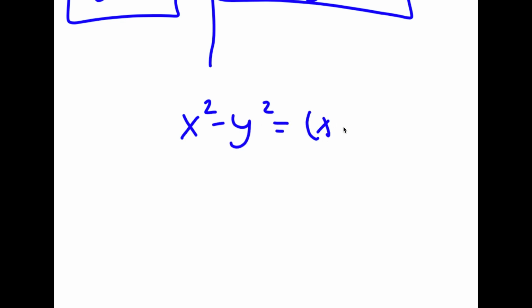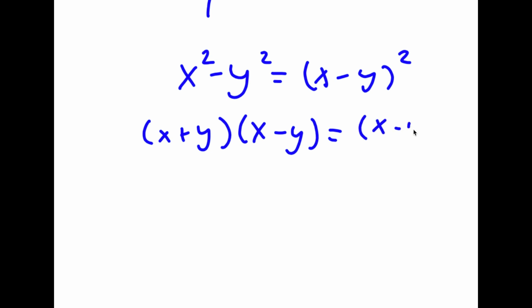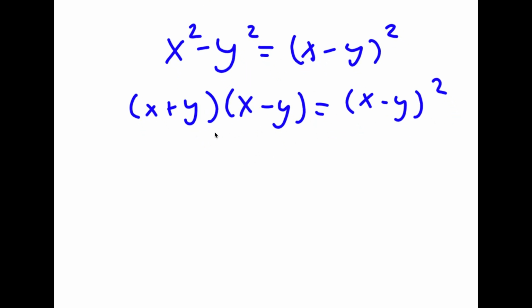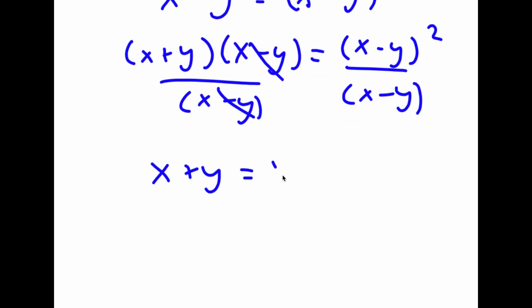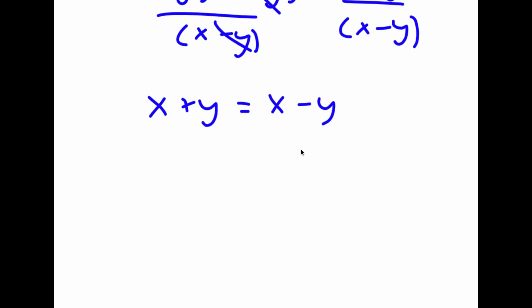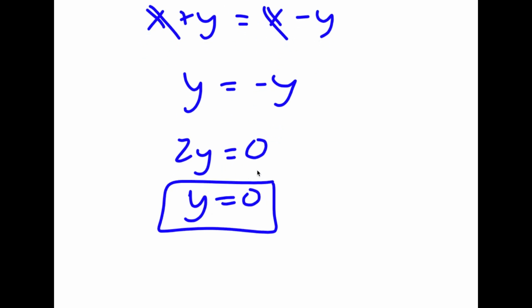I have x squared minus y squared is equal to x minus y squared. So now, I'm going to rewrite x squared minus y squared as x plus y times x minus y. And now, I'm going to divide both sides by x minus y. So then these two cancel out, and I'm left with x plus y is equal to x minus y. Now, I have x plus y equals x minus y, and I can cancel these two x's out. So now I have y is equal to negative y, meaning 2y is equal to 0, and y is equal to 0. So again, I get y equals 0.